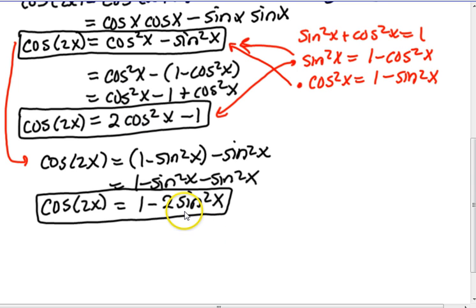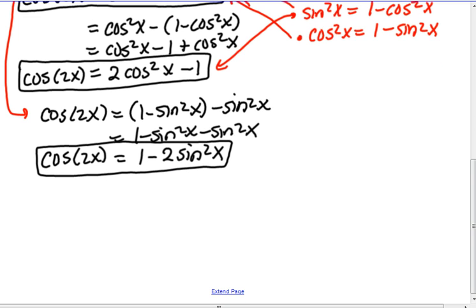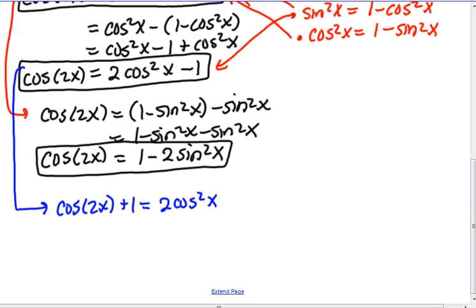Now the last two are going to be used to find the last two properties, which is what cosine squared of x and sine squared of x equal. So now I'm going to take this property and solve that for cosine squared of x. So I could write cosine of 2x plus 1 is equal to 2 cosine squared of x. So 1/2 times cosine of 2x plus 1 is equal to cosine squared of x.